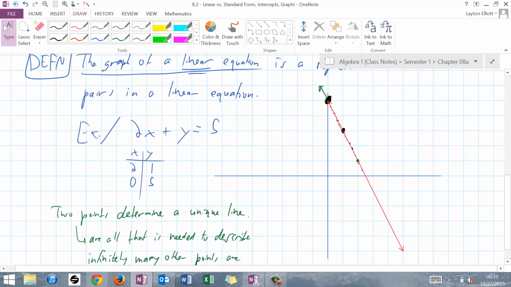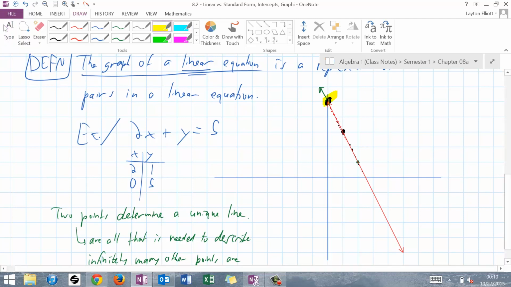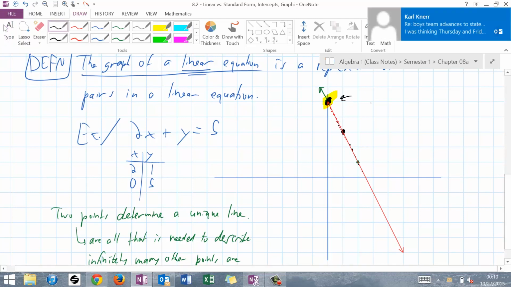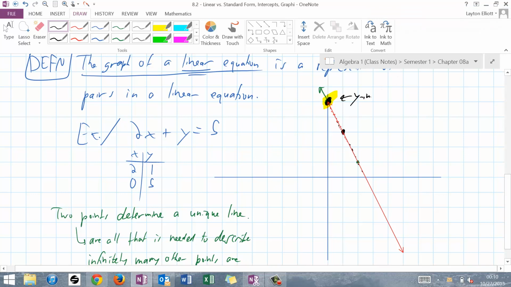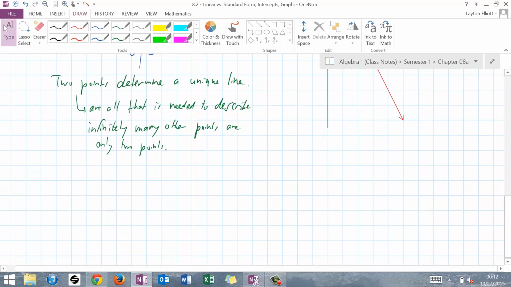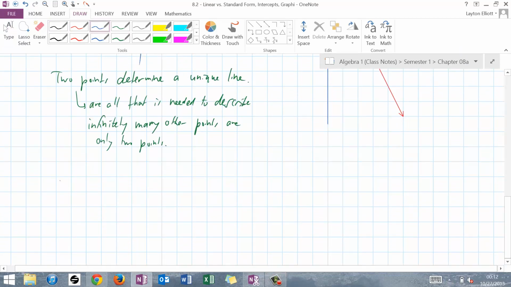There are some features on this line that we're going to want to identify. This right here is called the Y-Intercept, and this right here is called the X Intercept. Let's go down here and describe this in a little bit more detail. We'll start with the Y-Intercept. The Y-Intercept is where the graph crosses the y-axis.